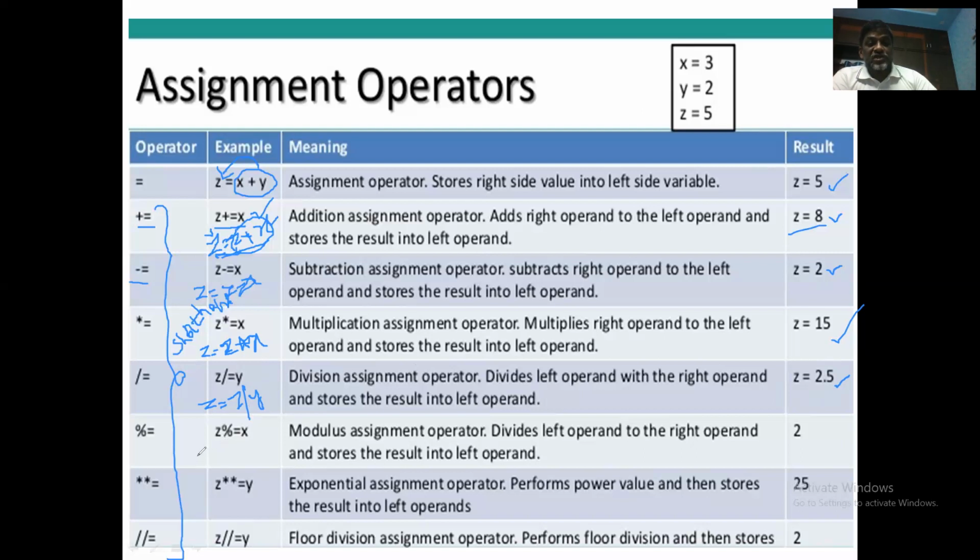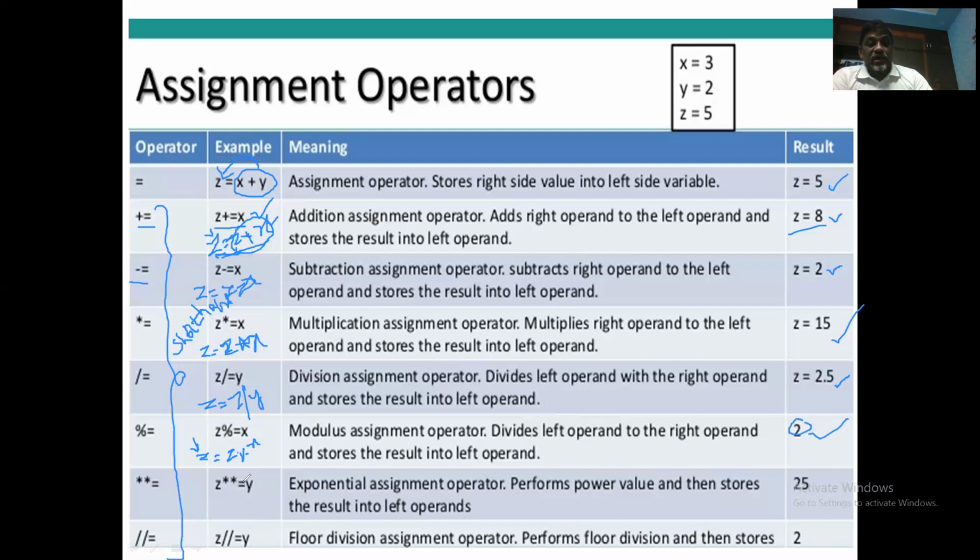And the meaning of this statement, you can also write it here: z is equal to z percent x. The meaning is divide z by x and take the remainder, and store it into z. That is the meaning of this statement. So z is 5, x is 3. So 5 divided by 3, the quotient is 1 and the remainder is going to be 2. So the result of z is going to be 2.